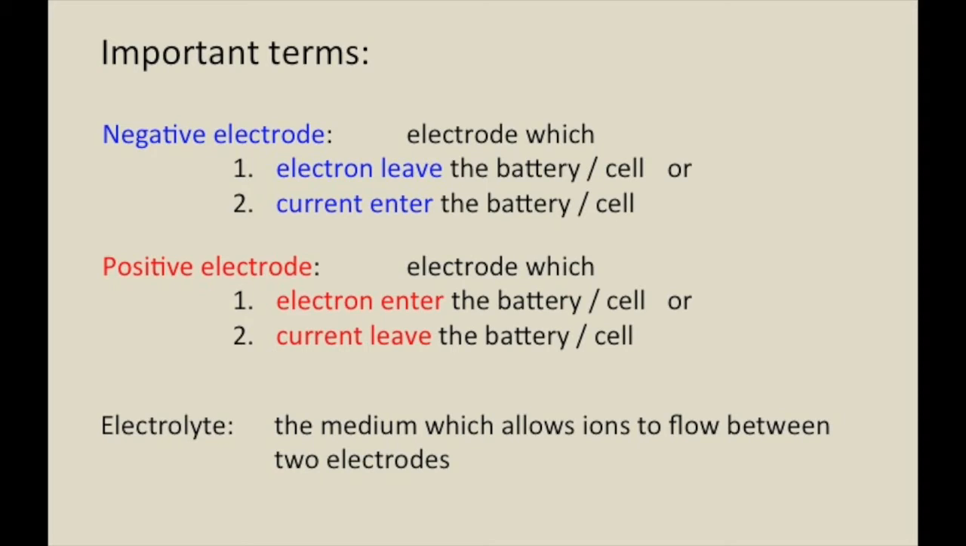The next one is the meaning of electrolyte. This is very simple. It's just a medium that allows ions to flow between two electrodes. But everyone should pay attention that the meaning of the electrolyte is something more than the meaning of conductor, because the electrolyte will undergo decomposition when conducting. While a conductor, for example a metal, will not decompose, the electrolyte will.